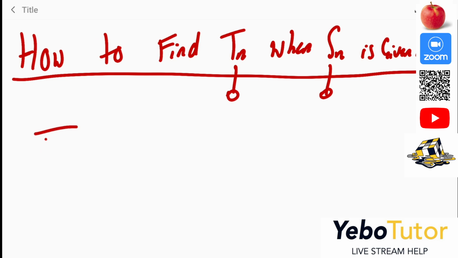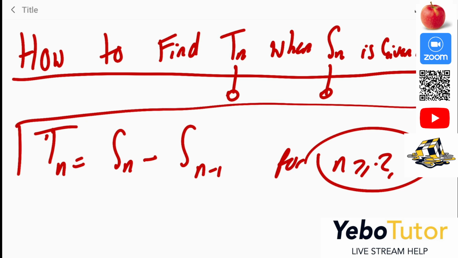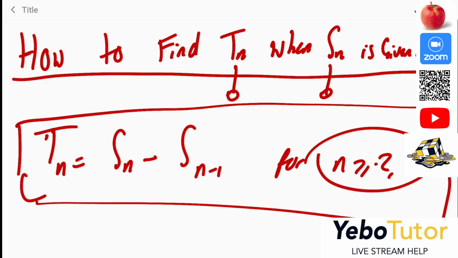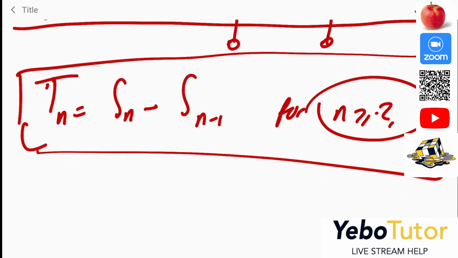This is the equation. Tn is always equal to Sn minus Sn minus 1, for n greater than or equal to 2, which means the number of terms in that specific series should be at least 2. This is how we can calculate our Tn value if we are given the sum of the terms in that specific series.